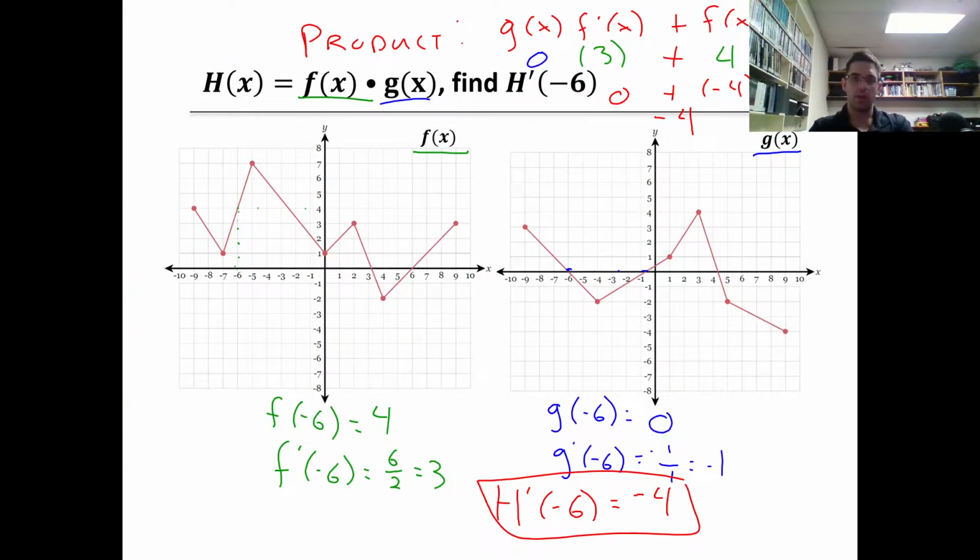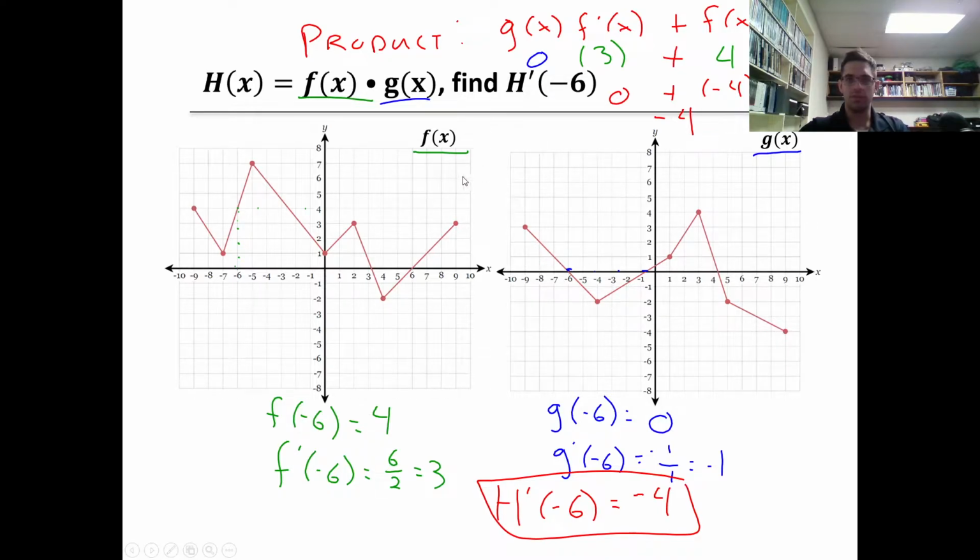All right. So if I define h of x as a function that's equal to f of x times g of x, and I want to find h prime of negative 6, and f of x and g of x are defined as the graphs shown here, I'm taking a product of functions. So I'm going to use the product rule for derivatives. Product rule is g times f prime plus f times g prime, or low d high plus high d low.